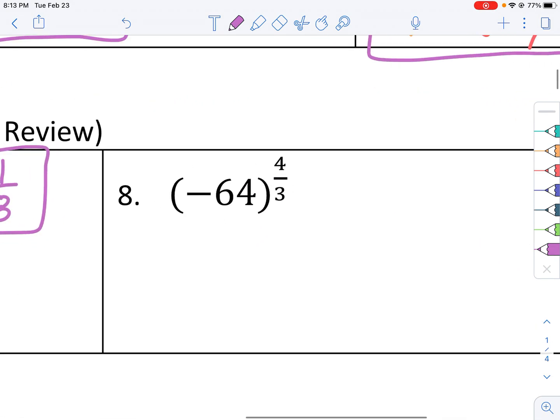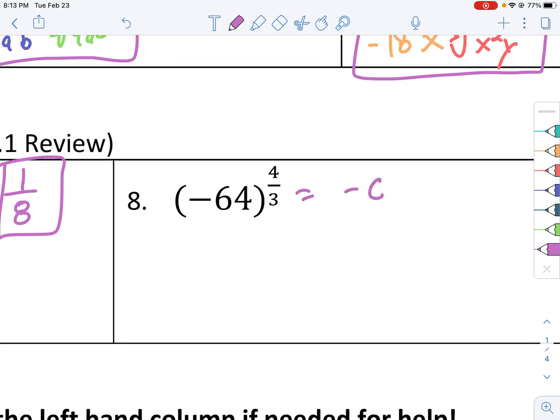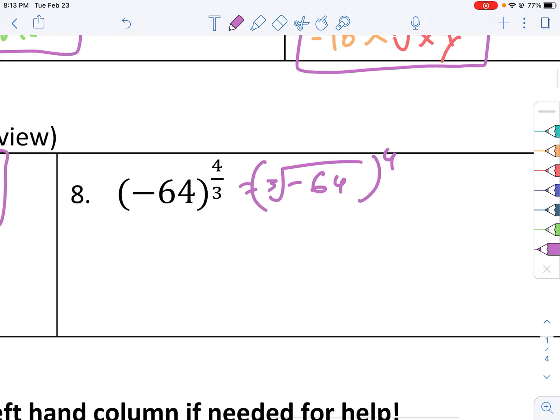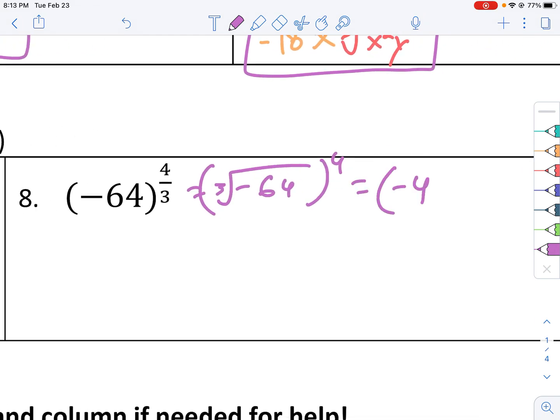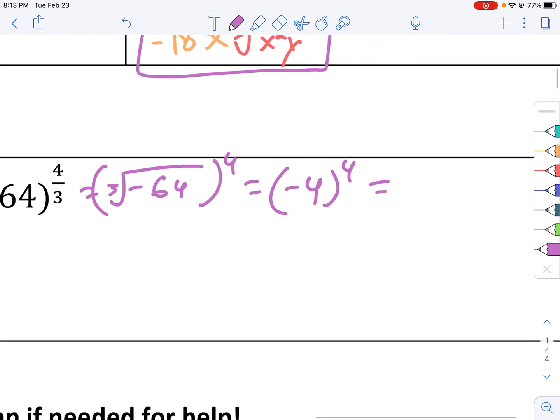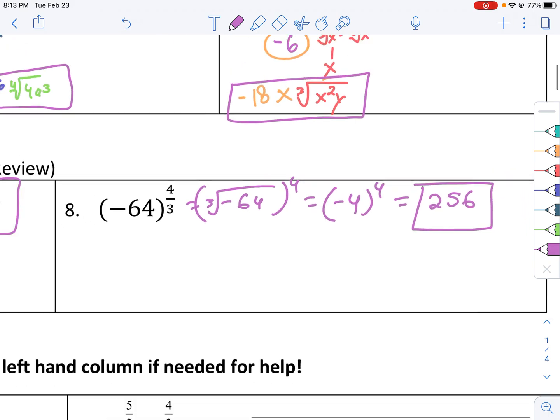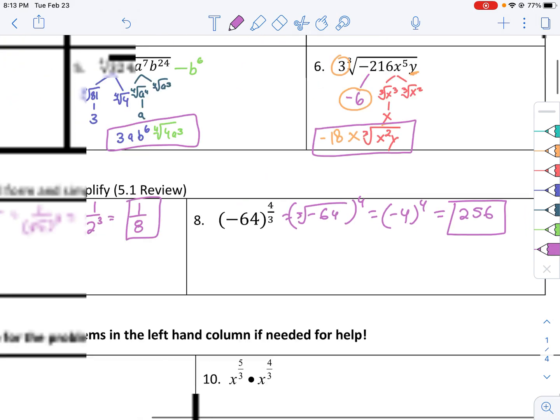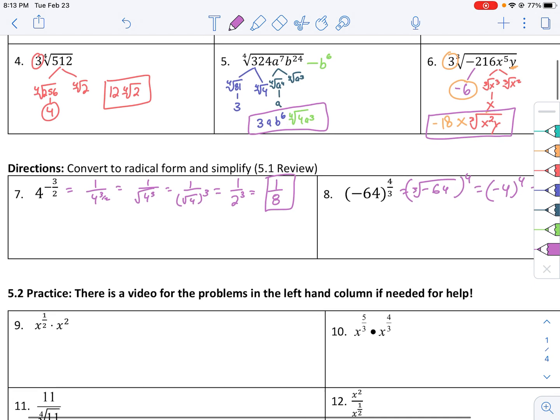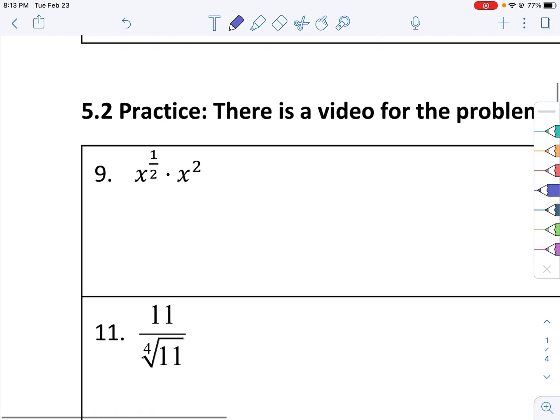Number 8, we got negative 64 to the 4/3, so that's going to be negative 64 cube rooted raised to the 4th power, which cube root of negative 64 is just negative 4, so negative 4 to the 4th power. Negative 4 to the 4th power, oh, we just did this one. 4 times 64 is 256. Or not negative, sorry, positive, because it's an even power, so the negative would go away. All right? So that's 7 and 8. Next up we have 9, okay?